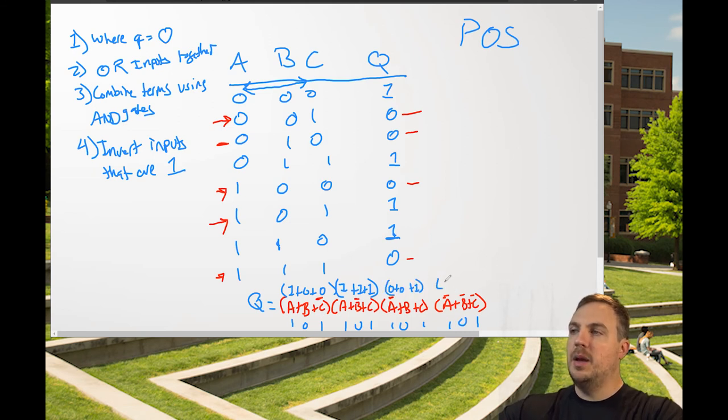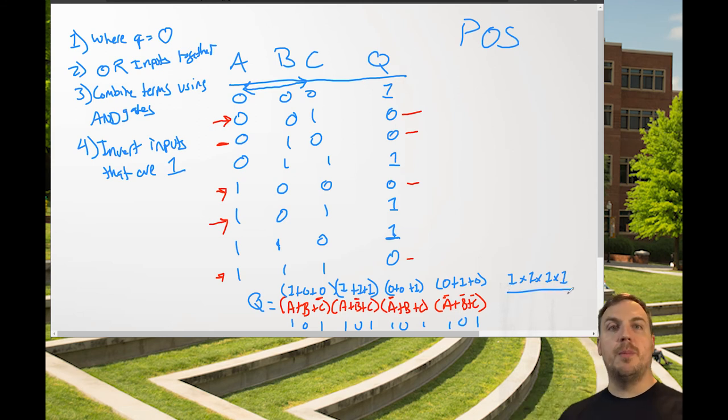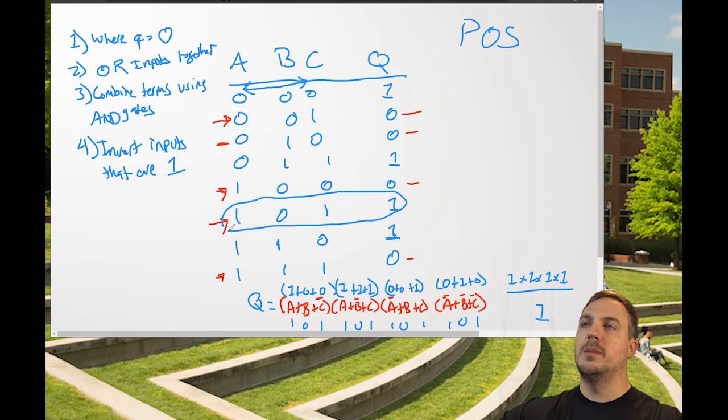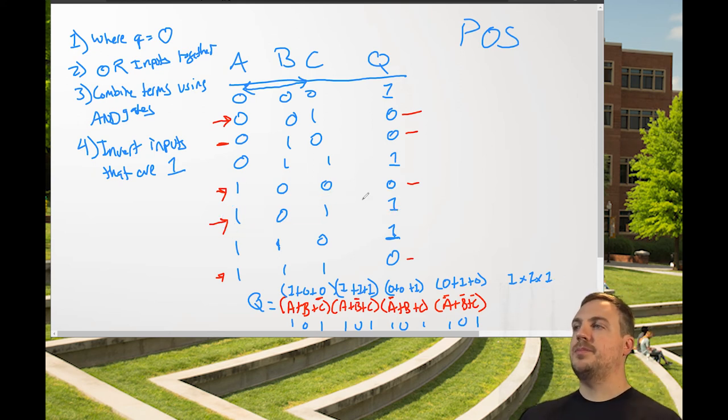And then finally, we invert the A, which gives us 0. We invert the B, which gives us 1. We invert the C, which gives us 0. So in this case, we have 1, ANDed with 1, ANDed with 1, ANDed with 1. Okay, the only way our output can give us a 1 is if every single term has something that's 1. So in this case, our output is 1, just like this row tells us it's going to be. Okay, so let's try one where our output is going to be 0.